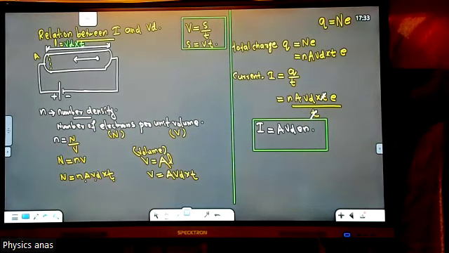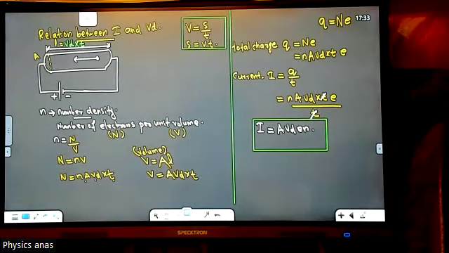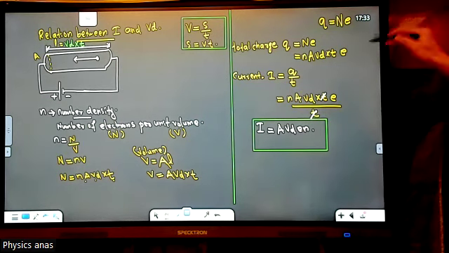Current is equal to A Vd e n. Please write down the note. Current is equal to A Vd e n. Very simple derivation: the relation between current and drift velocity.